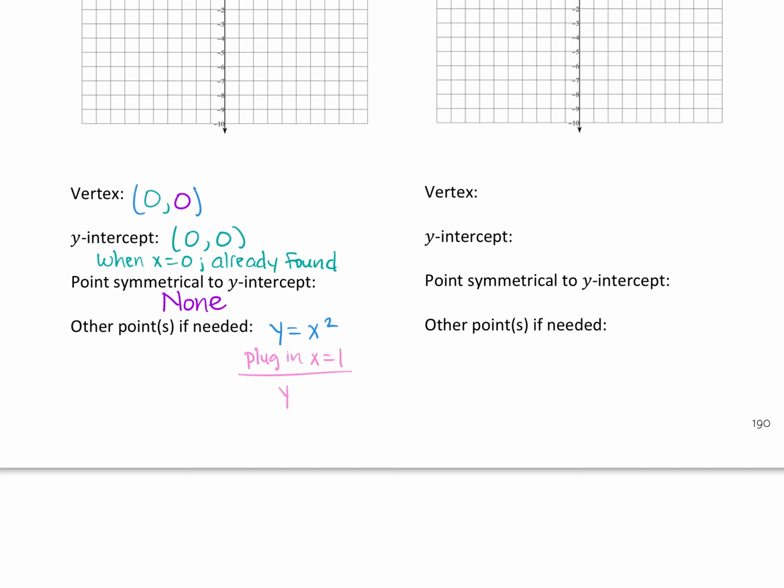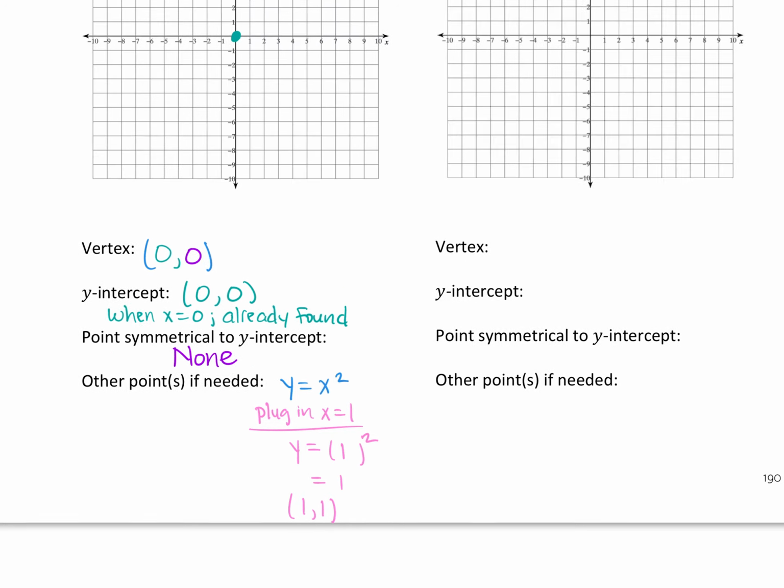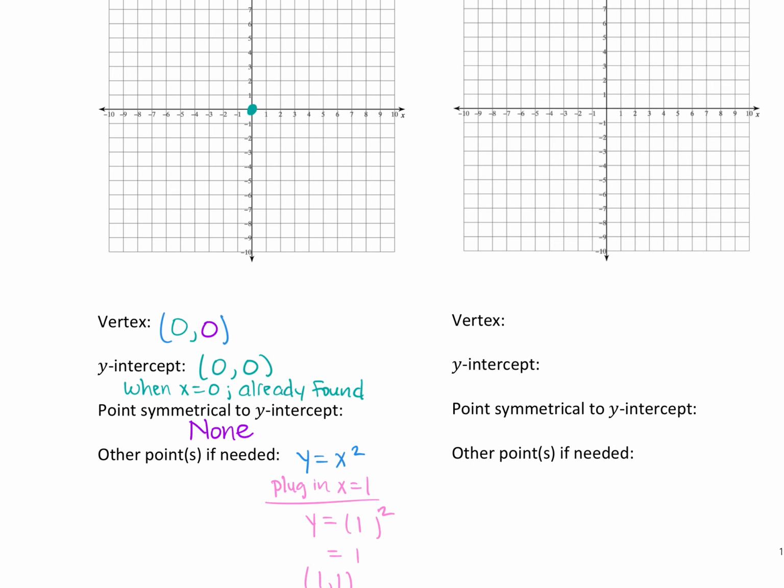We take our y equals, plugging in the 1 into our x, and that's squared. So 1 squared is 1, which means we have the point 1, 1. Now let's pick another x value. So let's plot our point 1, 1 right here. And let's go on the other side of the vertex because again, I want to pick x values that are as close to the vertex as I can get. And 1 and -1 are the closest x values to our vertex. So let's plug in an x value of -1.